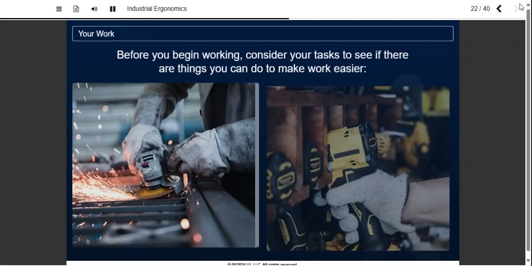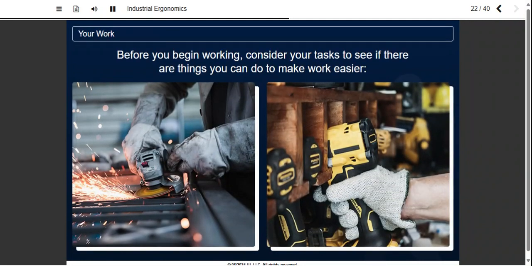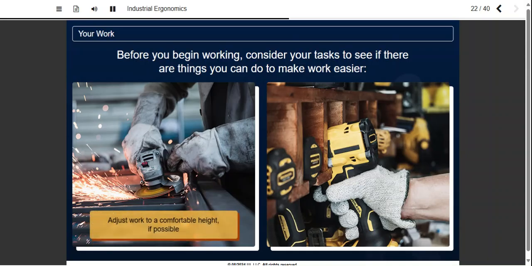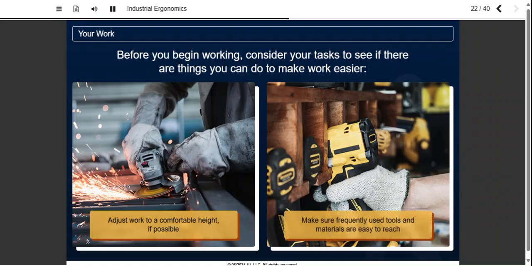Before you begin working, consider your tasks to see if there are things you can do to make work easier. For example, can you adjust the height of your workstation or use a lifting mechanism to raise anything you will work on to a comfortable height? If there is a tool you will need to use frequently, is it in a location that is easy to reach?